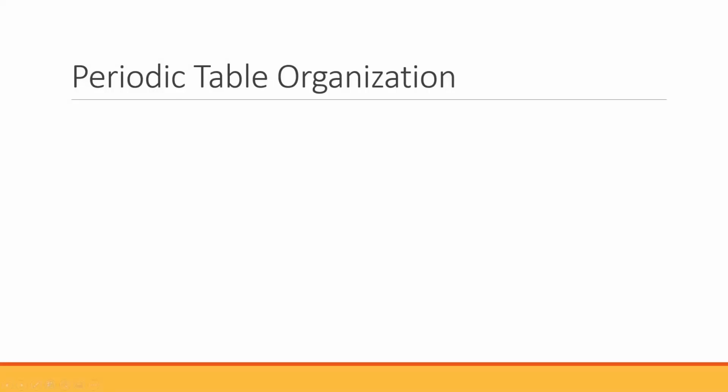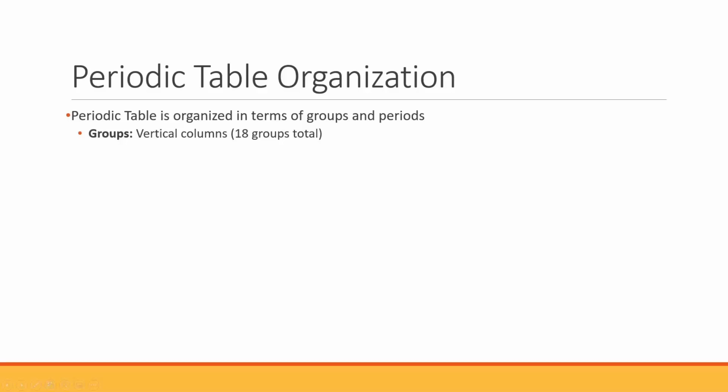Now, in terms of the periodic table itself, it's organized into 2 things, periods and groups. First, we're going to talk about the groups, which are the vertical columns on the periodic table, and you'll see 18 total. Now, the reason why the periodic table is organized into these groups is because when you have elements in the same exact column or in the same exact group, they'll all have similar properties to one another.